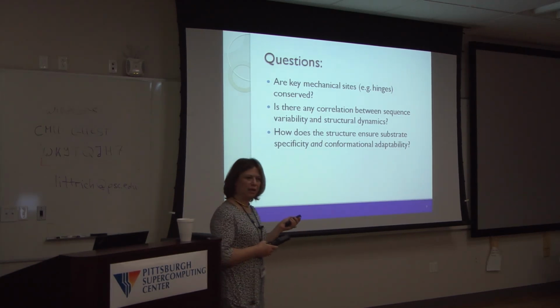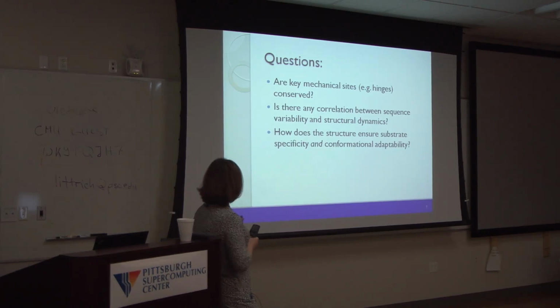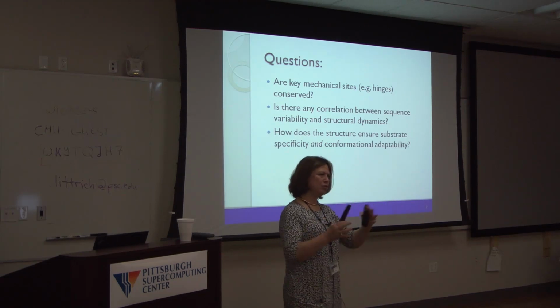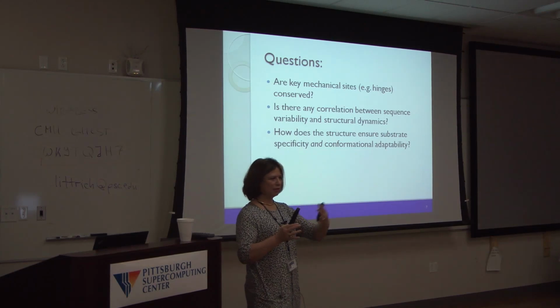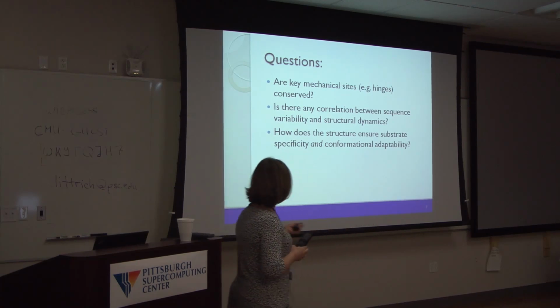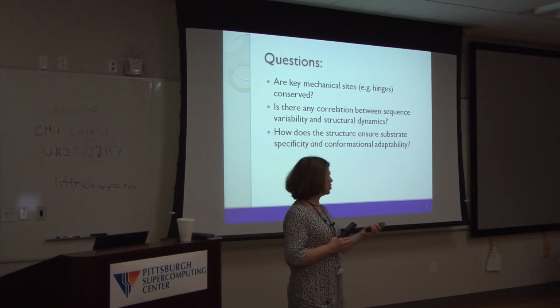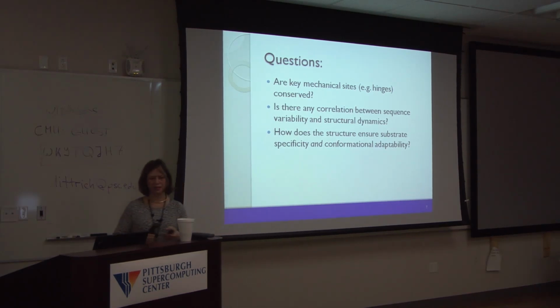And actually, this is practically the title of an NIH grant that I have. So this is what we are exploring. And how does the structure ensure substrate specificity and conformational adaptability? You need to be somehow flexible, right, to accommodate the binding of substrate. But you cannot be so flexible. You also want to be somehow specific. So this specificity is conferred by sequence variations, and adaptability is conferred by dynamics. So there is an interplay between the two things.